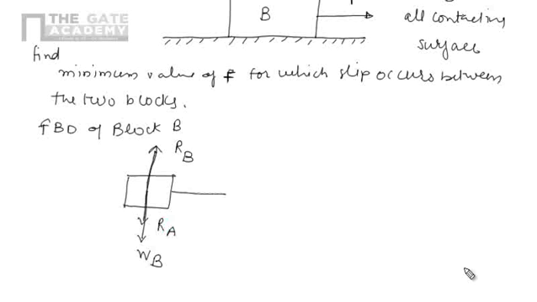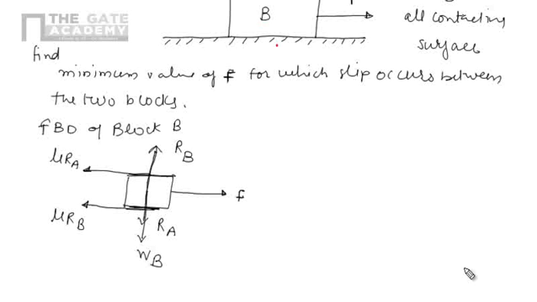Here we are applying the force F, so there will be a frictional force which acts opposite to the direction of motion. Here we have the reaction RB, so we have mu RB, and here we have the reaction RA, so we have mu RA. This is the frictional force. Now I am again describing the free body diagram of block B. In block B, the weight of block B will act in the downward direction.